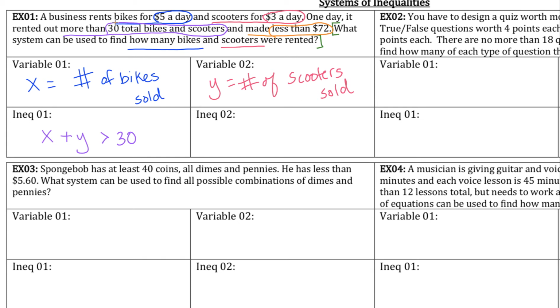And then it says bikes for $5 a day, scooters $3 a day. They made less than $72. So $5 times the number of bikes plus $3 times the number of scooters was less than 72. All right, not too bad, I don't think.